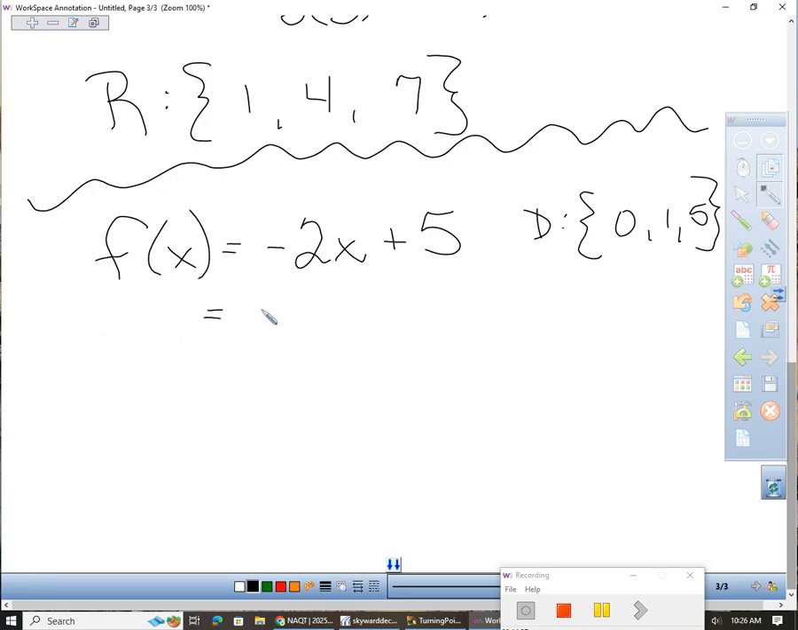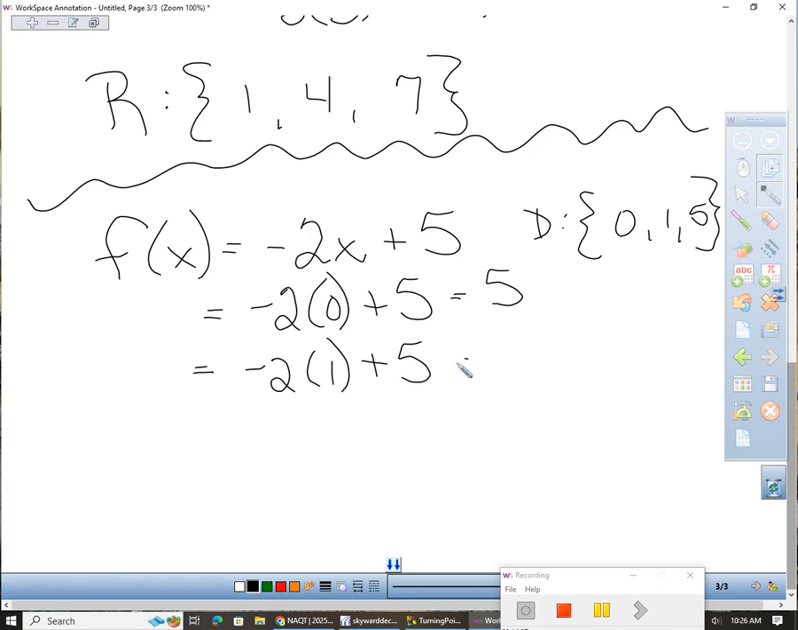All right, so we have equals negative 2 times 0 plus 5. Negative 2 times 0 is 0, plus 5 is 5. We have negative 2 times 1 plus 5. Negative 2 times 1 is negative 2, plus 5 is 3. And we have negative 2 times 5 plus 5. It's how much? Negative 5. Thank you.